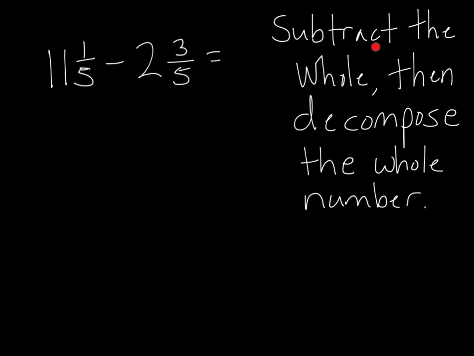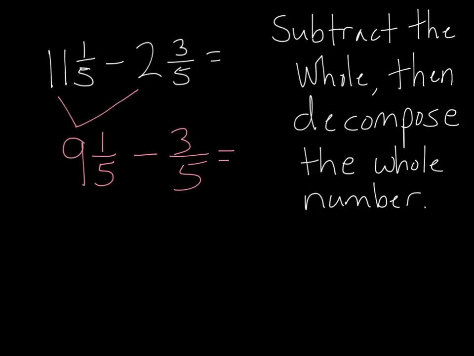The next strategy that we're going to learn about is how to subtract the whole number and then decompose the whole number. To do this problem, I'm going to start with my larger whole number and subtract the other whole number. So I'm going to start with just 11 minus 2. That gives me 9 1/5 minus 3/5. I've already taken care of subtracting my 2. Now to subtract 3/5 from 1/5, that is just like the problems we were doing in class today. So I can decompose the 9, so it is 8 5/5.